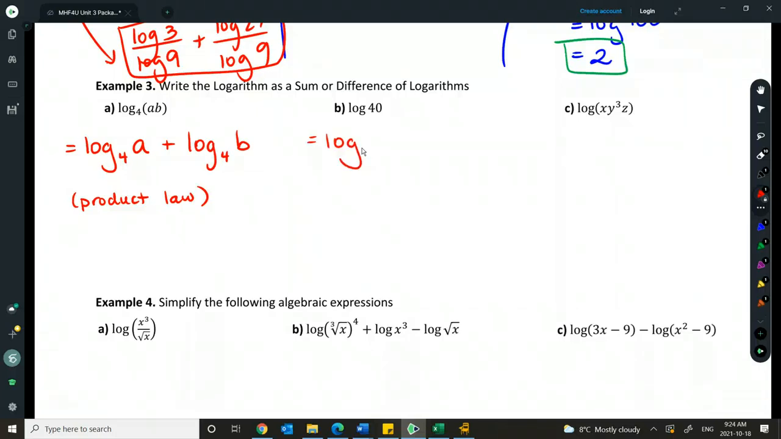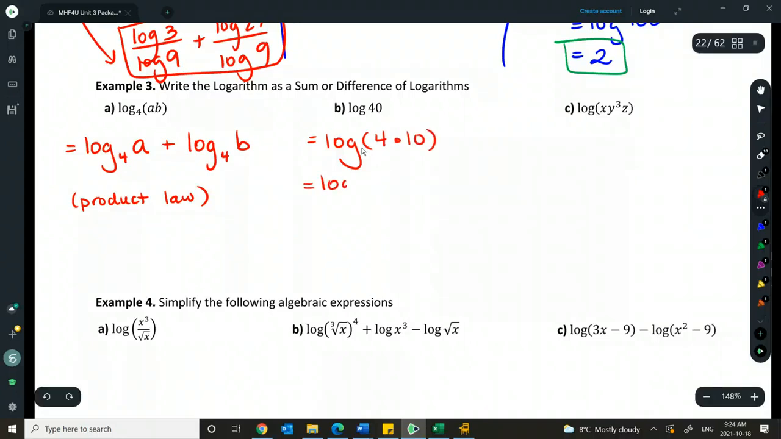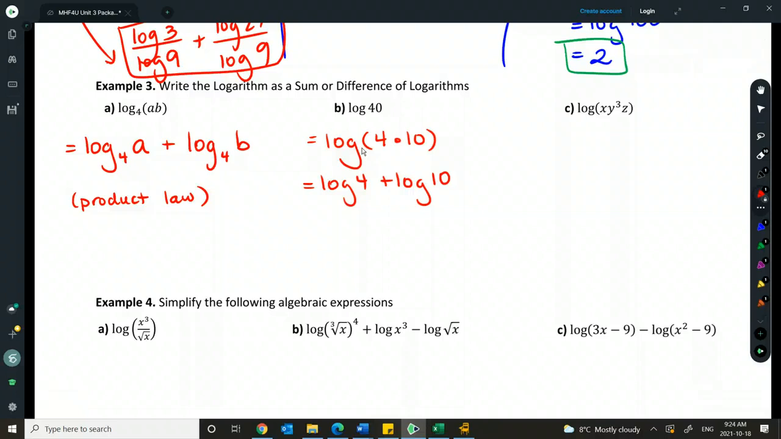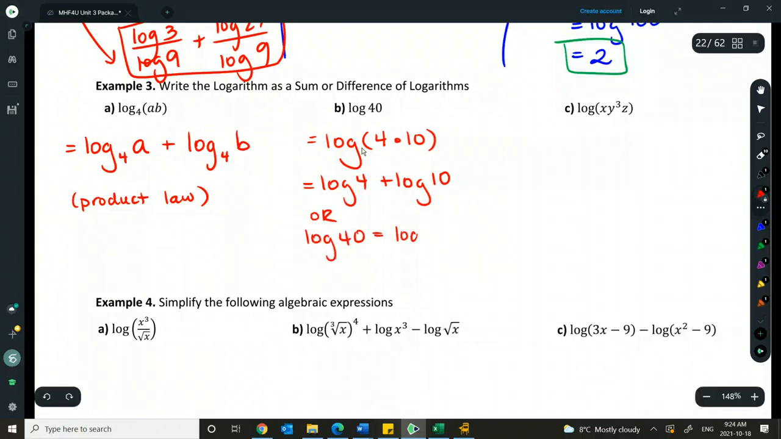If I were to want to split this into logarithms, I could maybe write this as 4 times 10. And then I could split it into log of 4 plus log of 10. Also, if I wanted to create a subtraction here, maybe I could split log of 40 into the log of 80 over 2. And then maybe I can express this as the log of 80 minus the log of 2. Right? Lots of different answers to this one.